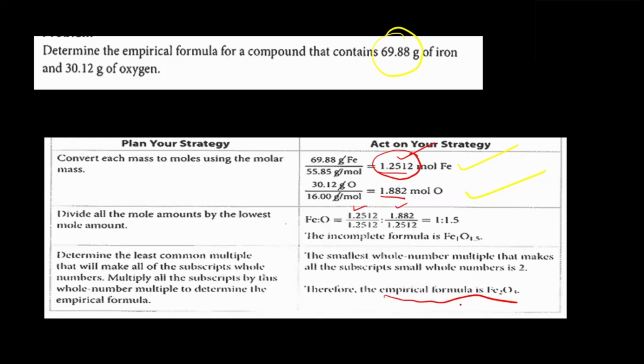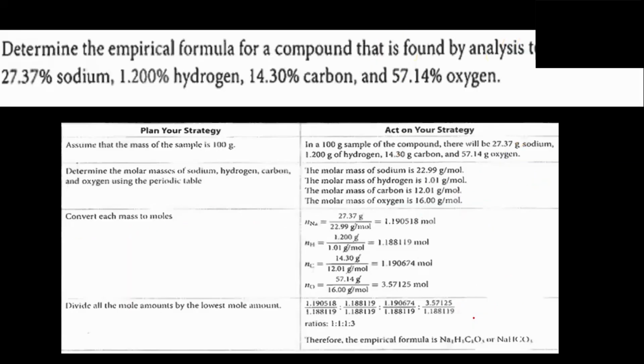That is the empirical formula calculation. So divide all the mole amounts by the lowest mole amount. That is our second step. And determine the least common multiple that will make all the subscripts whole numbers. This is the subscript we get in the beginning, but it is not a whole number. So you have to multiply with the least common multiple so that you get whole numbers. So we get Fe2O3 as the empirical formula. Fine. Next, another question.